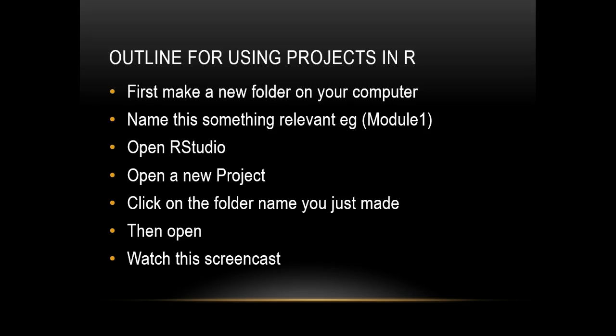Then we go into RStudio and we open RStudio, and then we go in and open a new project. This is just the first time you open it. Obviously once you've opened it you'll be able to go back and use it. So we open the new project, and then we can click on the folder name that you just made. So we'd click on browse, and I'll show you this, and we'd click on module 1. We'd open that, and then you'd be able to write code, keep data, and I'll explain a little more when we get there.